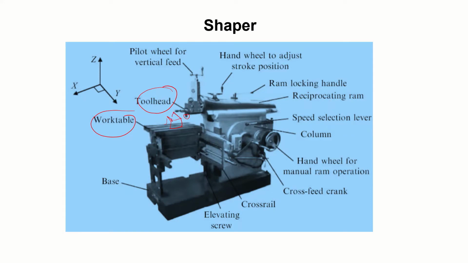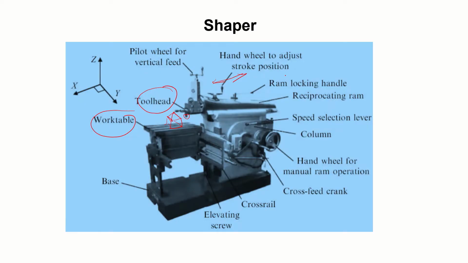And again I am repeating, sorry, the shaper is actually used to machine a surface. So definitely the tool needs to travel in this particular direction. This is called reciprocating motion. And what actually gives the tool the reciprocating motion is the working principle of the shaper.